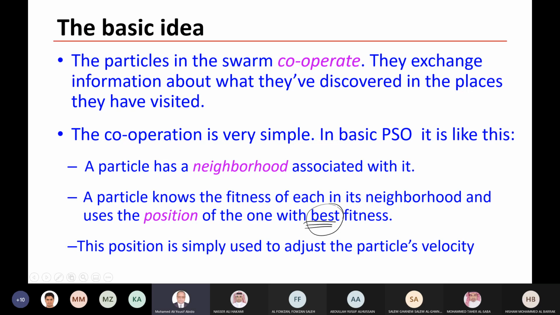I hope things are clear. If you have any question. So the particle will update its position based on its own best, which is called the particle best, as we mentioned before, and also the global best, and with both, the particle can update its velocity and its position accordingly. The position is simply used to adjust the particle velocity.